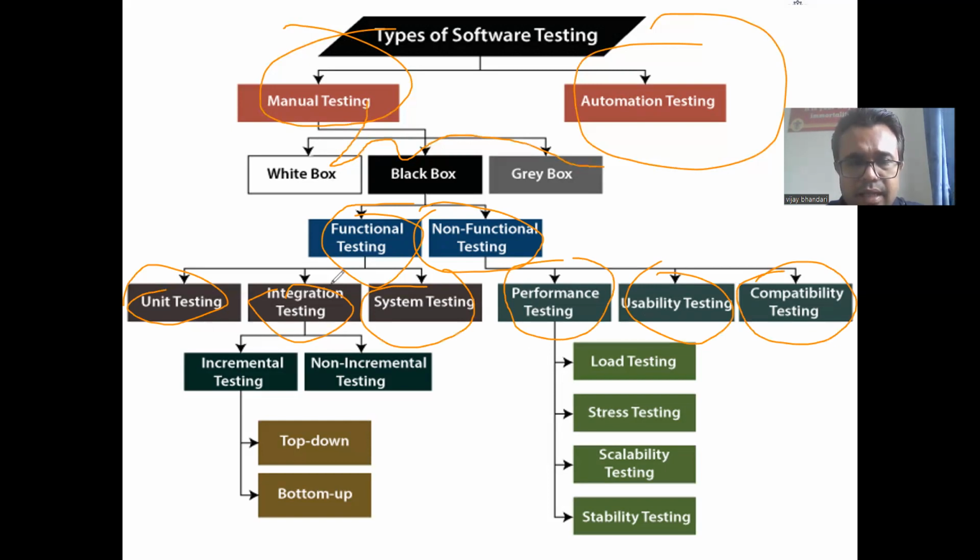Then we can see integration testing is a type of incremental and non-incremental testing, and in incremental testing, we can see top down and bottom up. Whereas performance testing may be load testing, stress testing, scalability testing, and stability testing, right? So you can see the different kinds of testing here.